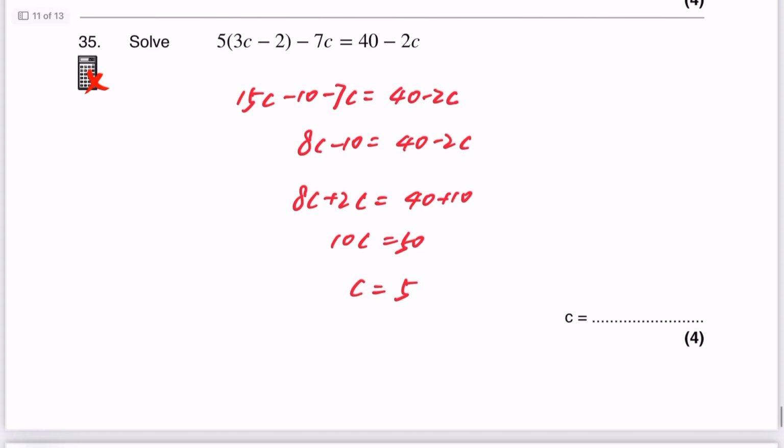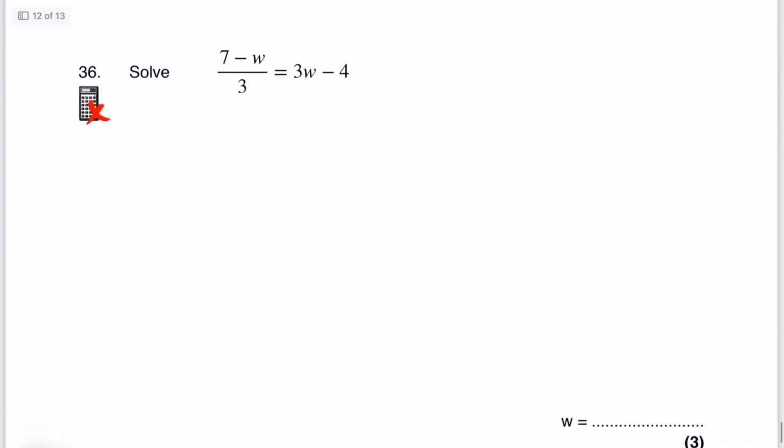Okay, let's move on to the next page. For question 36, we got a fraction, we got algebraic expression. Let's get rid of the denominator first, shall we? 7 minus w equal to everything on the right-hand side times by 3. So I have to put everything on the right-hand side in a bracket. 3w minus 4 in a bracket times 3. And then let's simplify the bracket. 7 minus w equal to 9w minus 12.